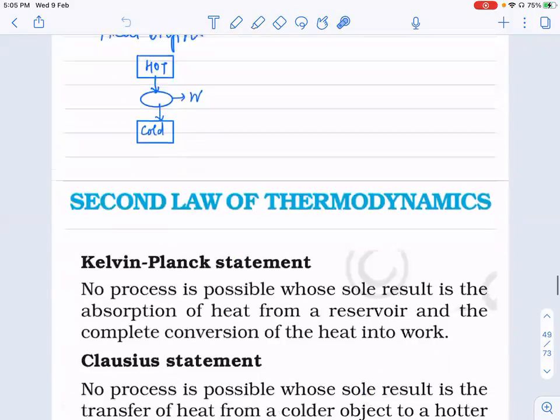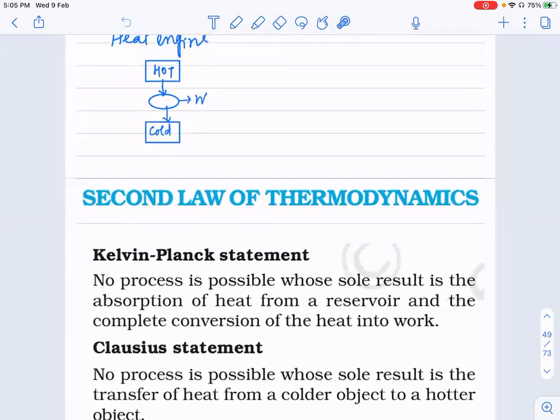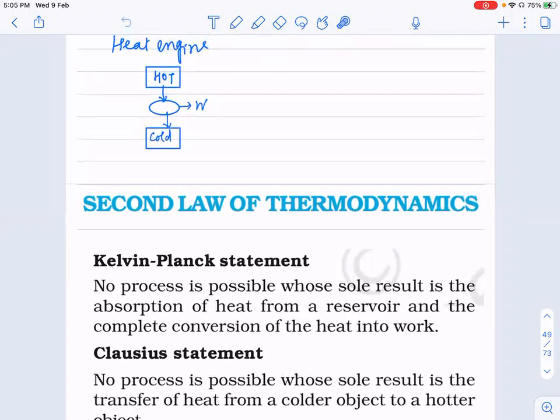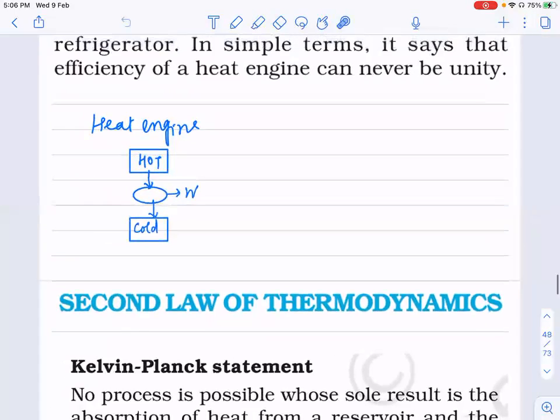Now we are going to see the second law of thermodynamics. Let's see, the first statement is Kelvin Planck's statement. So this is about the heat engine. Consider the block diagram of a heat engine.